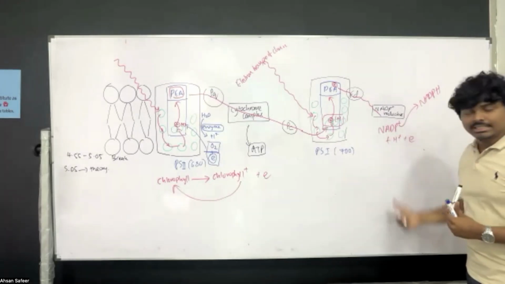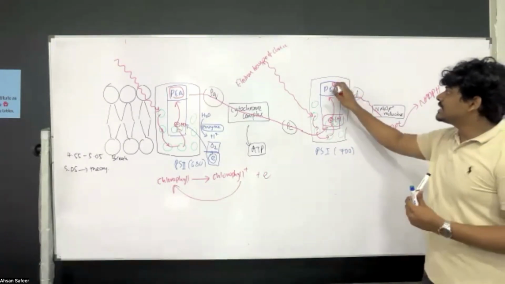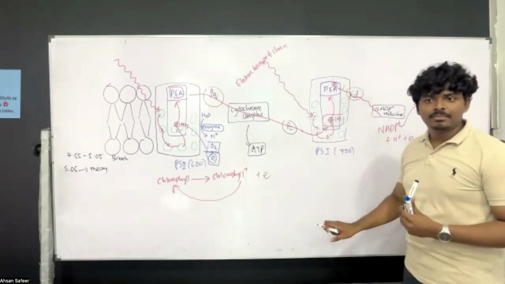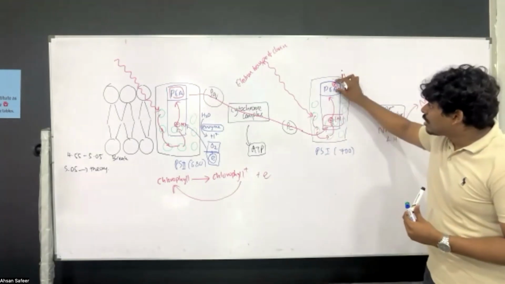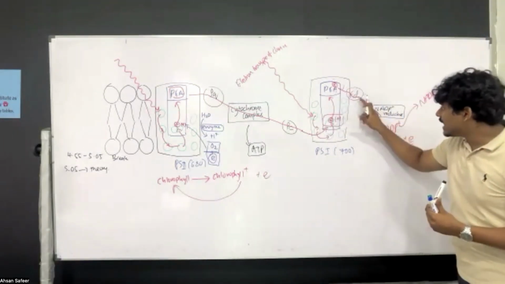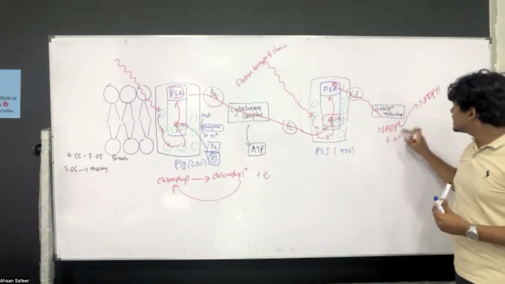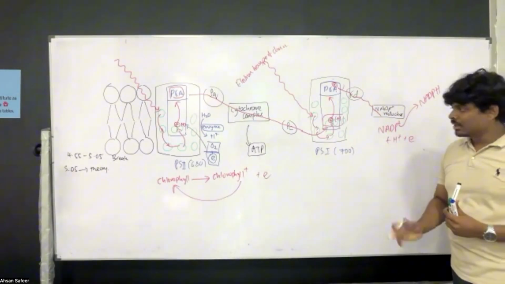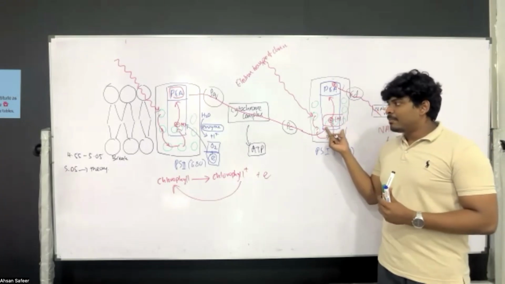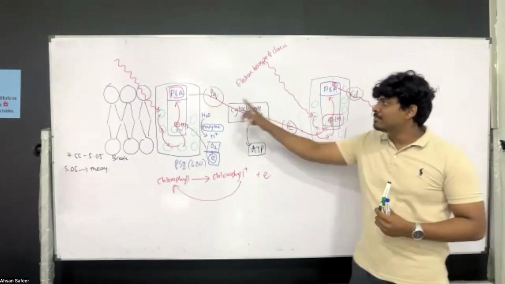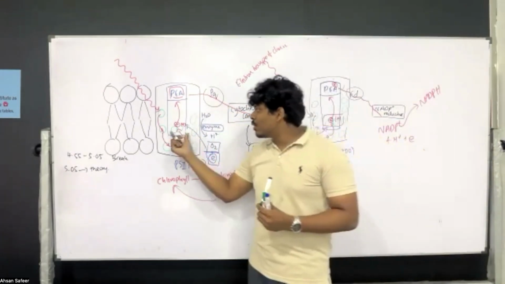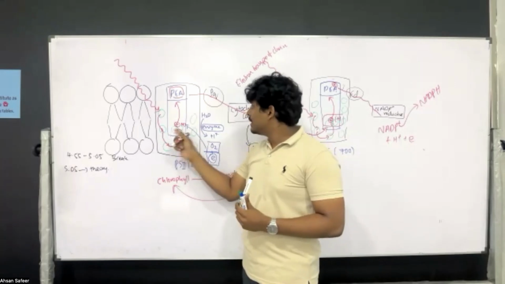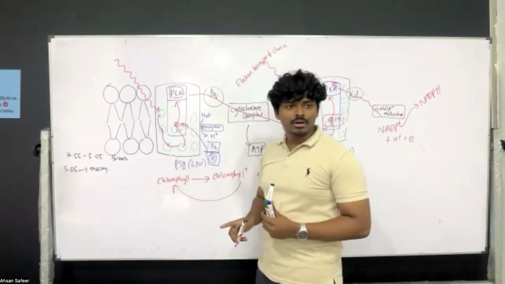Where does it get the energy for that? From this electron which was excited. Okay, so this electron which is excited goes down this electron transport chain and synthesizes NADPH. Is that clear? So this chlorophyll became positive charge, neutralized by this electron. This chlorophyll which became positively charged became neutralized by this water.